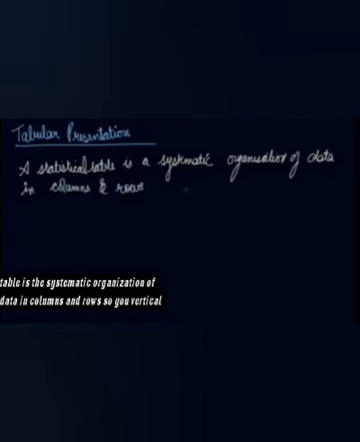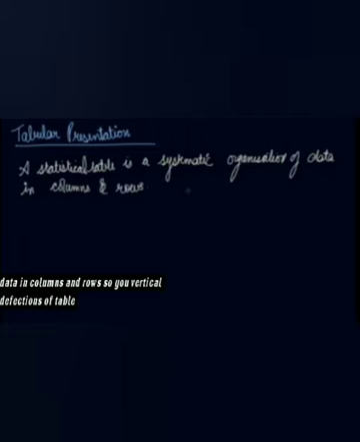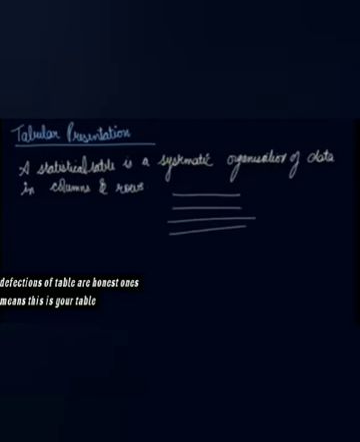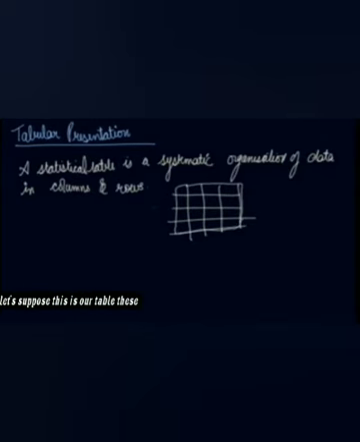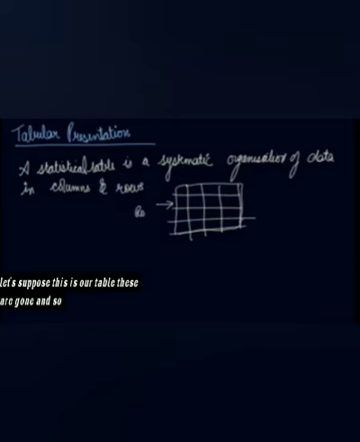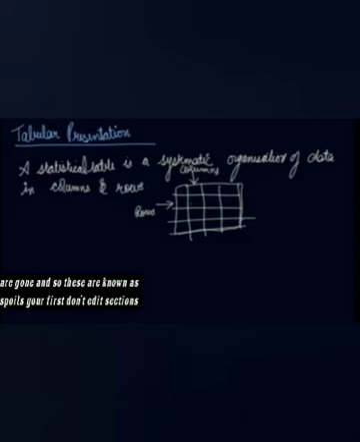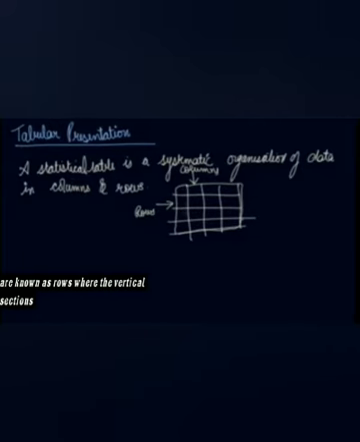So your vertical dissections of table are known as columns. Means this is your table. Let's suppose this is your table. These are known as rows. These are known as columns. Your horizontal dissections are known as rows, whereas your vertical dissections are known as columns.